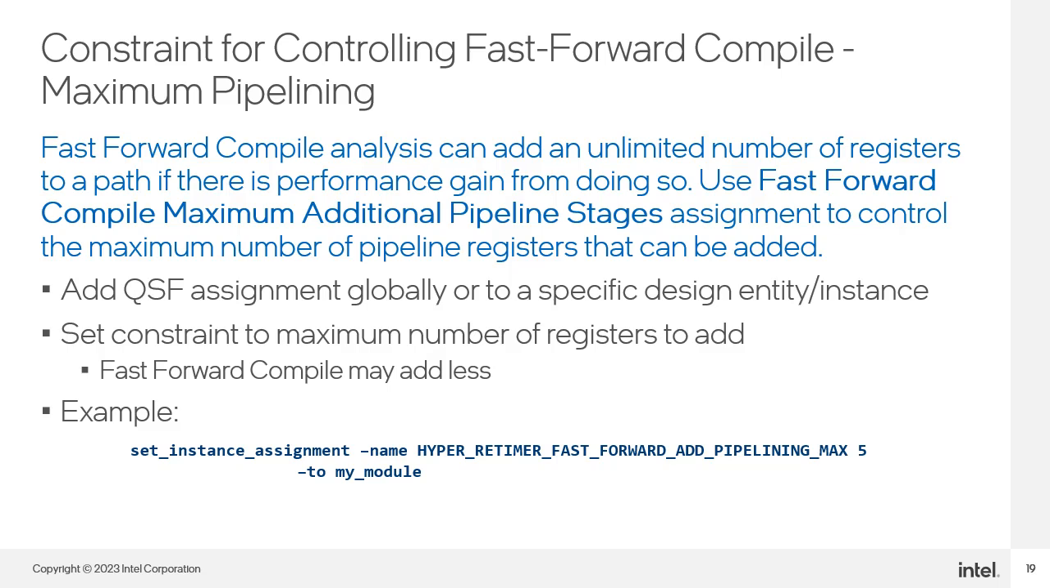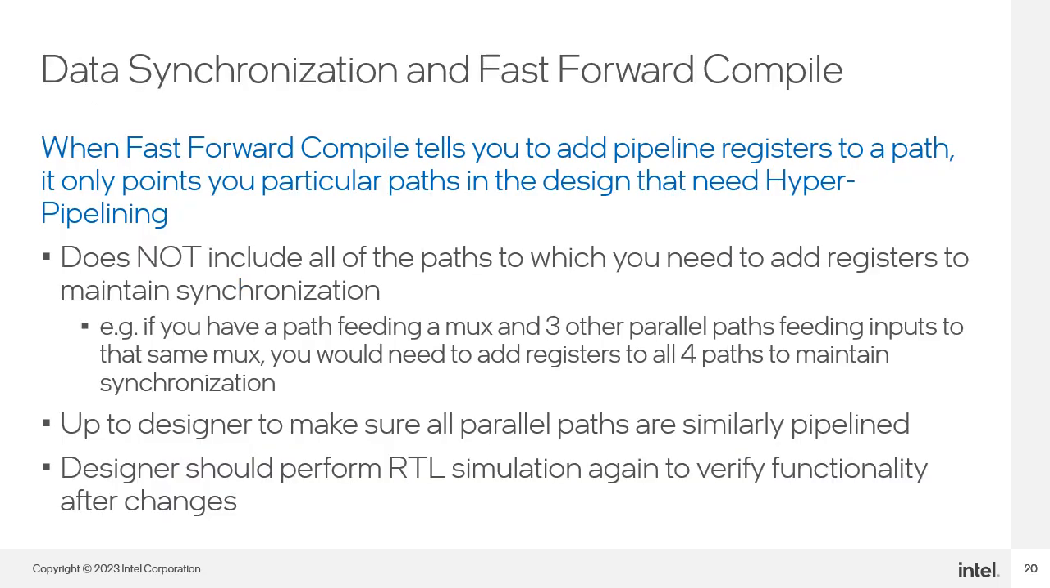Let's say, for example, you have a true cycle latency requirement in your design or a subset of your design. If so, then there is no reason to allow fast-forward compile to recommend a number of registers beyond that requirement. So you can apply this constraint and force fast-forward compile to produce a solution that includes this limitation. Like the other fast-forward constraints, this one can be applied globally to the entire design or locally to a specific module or instance.